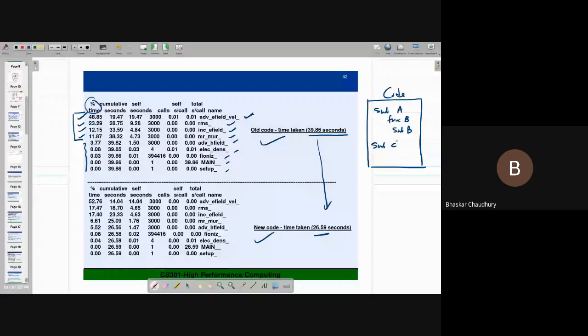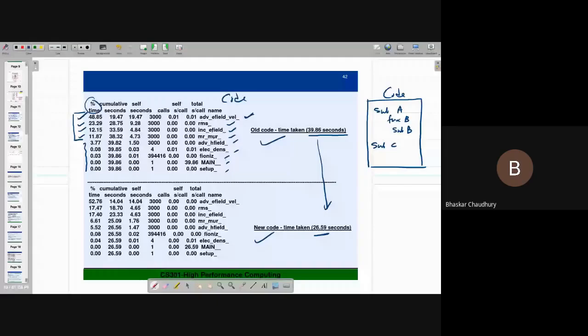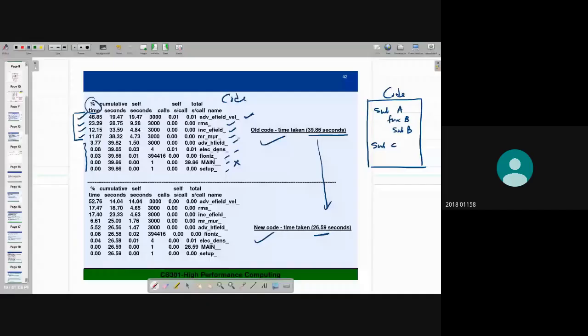So that is what I'm telling here. I have a code which has 1, 2, 3, 4, 5, 6, 7, 8 subroutines or functions. Now, I really want to understand which subroutine is taking the maximum amount of time. Got it, right? Yes, sir.